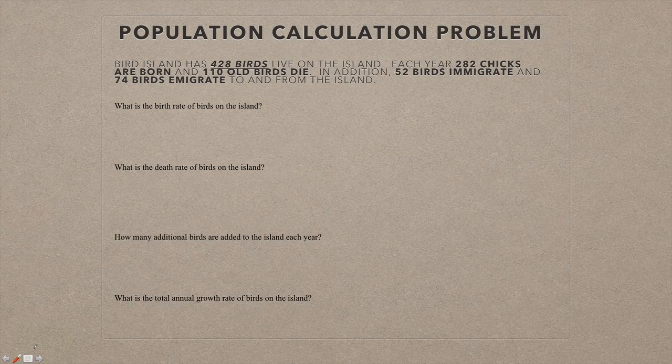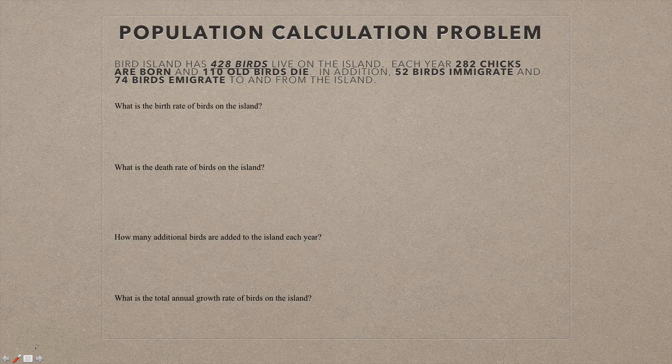I found this on the internet. There's a place called Bird Island. It has 428 birds on the island, and each year approximately 28 chicks are born, and approximately 110 birds die through natural causes as well as disease. And then we have 52 birds that immigrate from another island and come in. And then there's 74 birds who emigrate, or leave the island and go to other islands that are surrounding it.